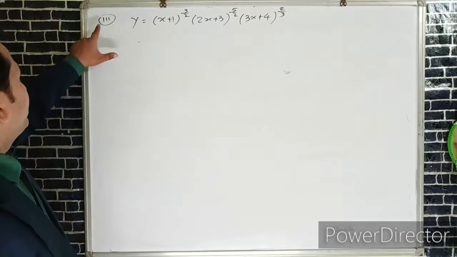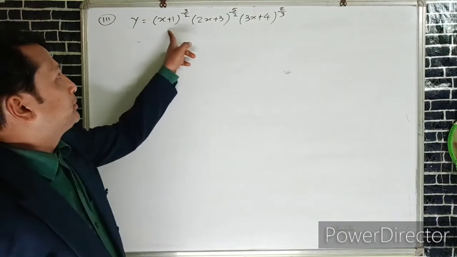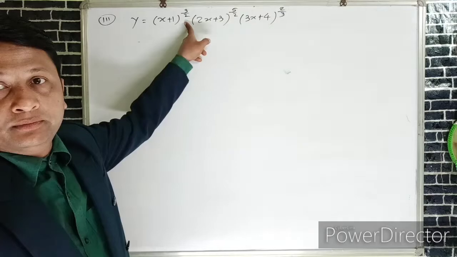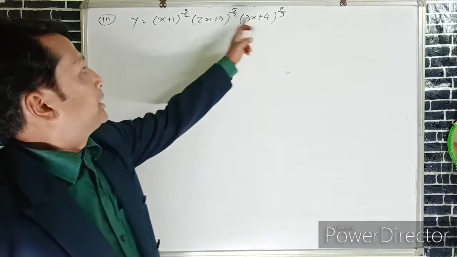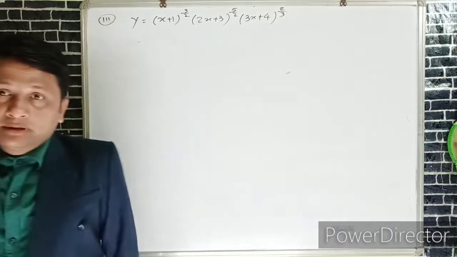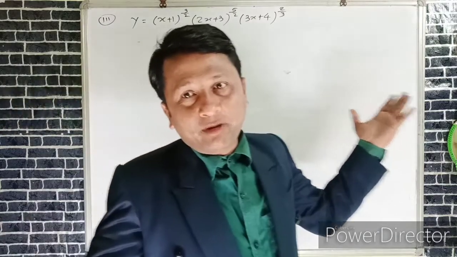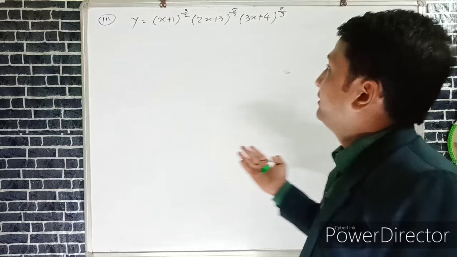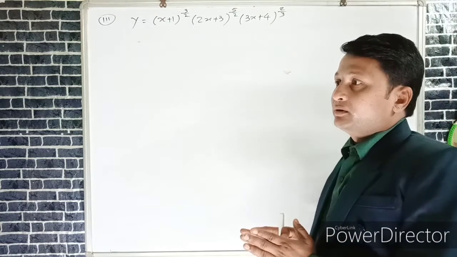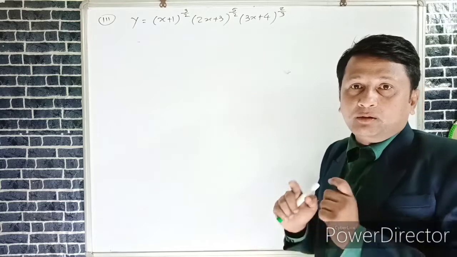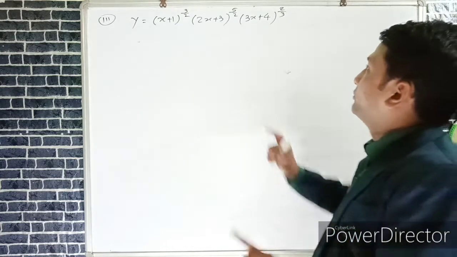Next one, example number 3: y is equal to x plus 1 raised to the power 3 by 2, 2x plus 3 raised to the power 5 by 2, 3x plus 4 whole raised to the power 3 by 2. Again the given function is in a complicated form. If we have to find the derivative of the given function, first we take log on both sides of the whole function.